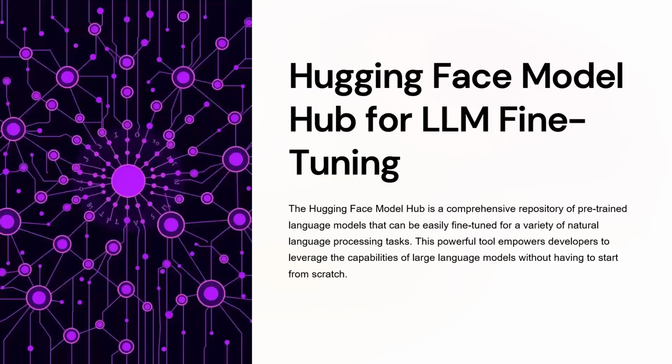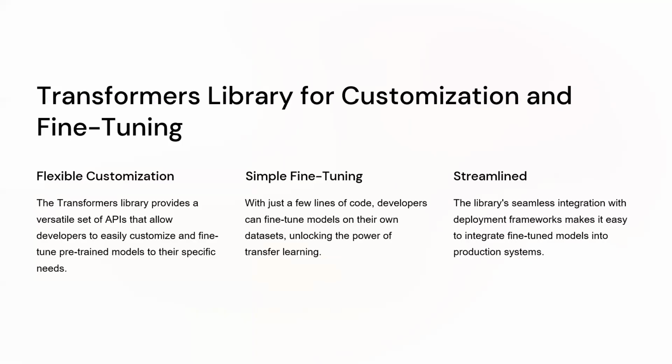As I told you, Hugging Face models are used for LLM fine tuning, so that we just don't need to start from scratch. Whenever we start from scratch, we require computing resources and we require data. So by using Hugging Face models, we can reduce all these disadvantages. Developers mostly choose this so that it fits their needs, and we'll see the next one, the transformers library for customization and fine tuning.